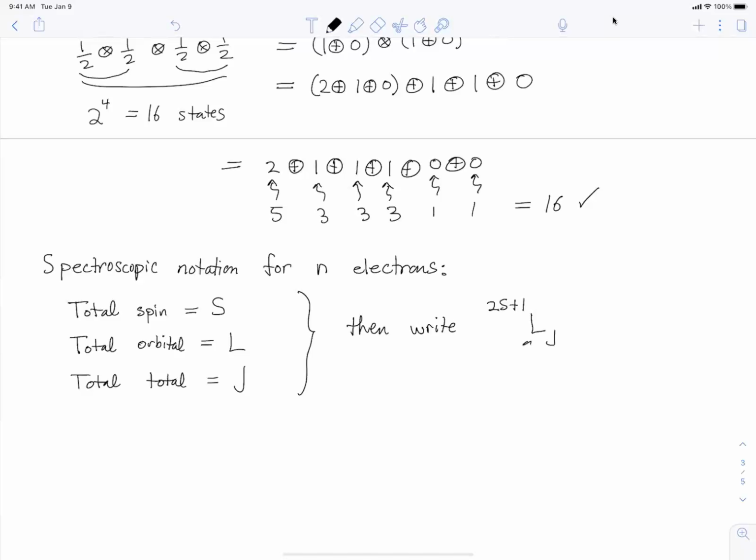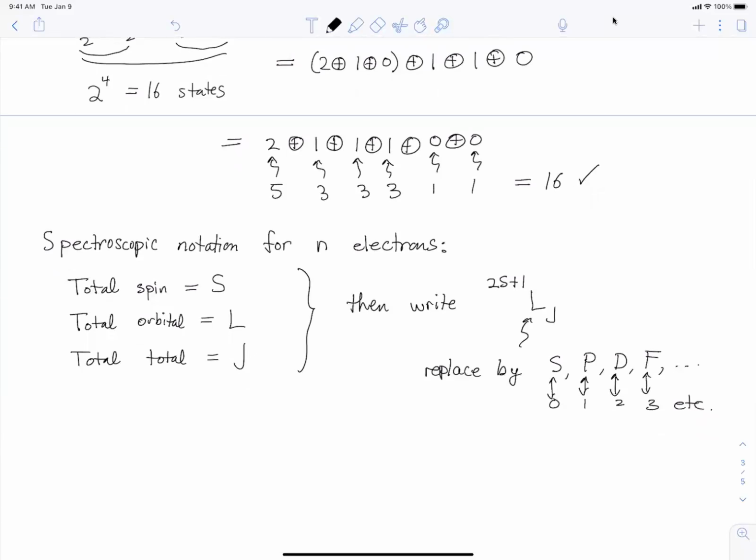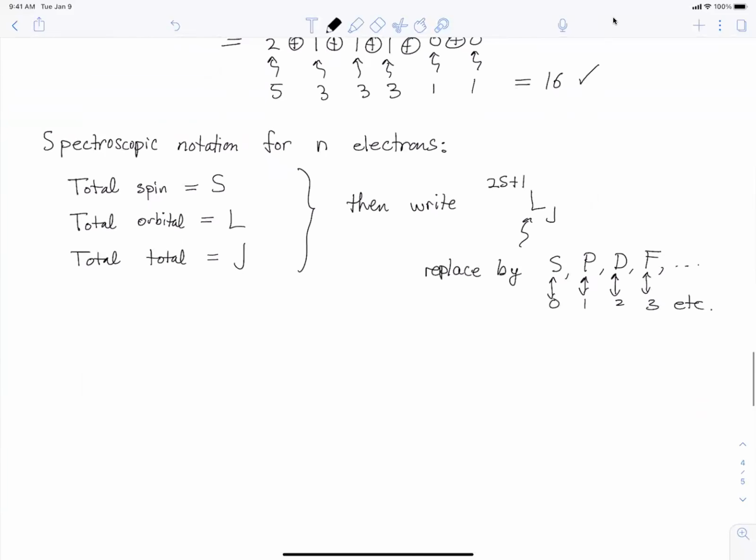But then, just to make it more intimidating, you replace the L value by a letter. And then the letter you replace it by is S, P, D, F, and then after that it goes alphabetical, where S means 0, and P wave means 1, and D wave means 2, and F wave means 3, etc. Okay, so just for example, let's say you have a single electron. That's not a very complicated atom.